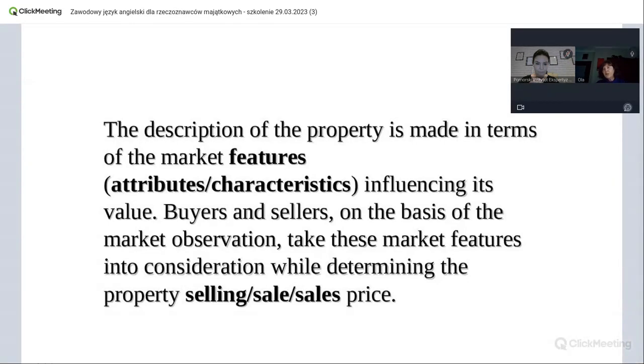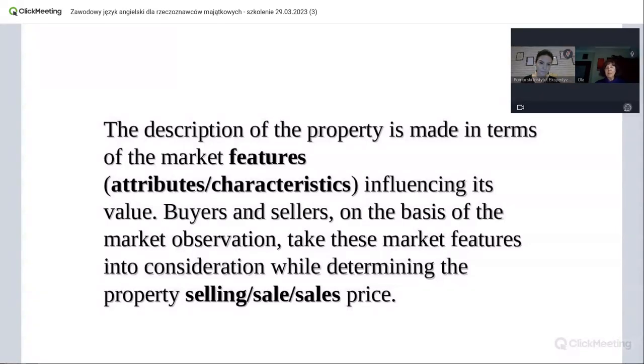Yes, so let's come to the description of the property, and it is made in terms of the market features. In Polish, we say cechy, and we can translate it also, and quite often it is translated, as attributes or characteristics. I think it's a little bit safer to say features and attributes, because at some point we talk about market characteristics. And then, not to confuse the market features or market attributes of the property with the market characteristics, okay? But generally speaking, all these three words are used.